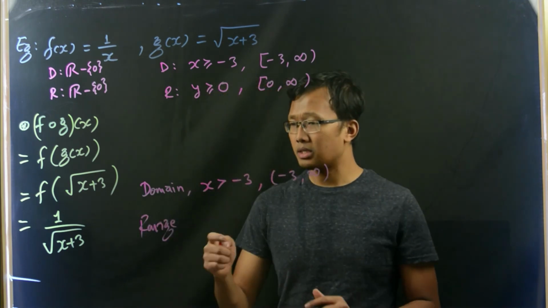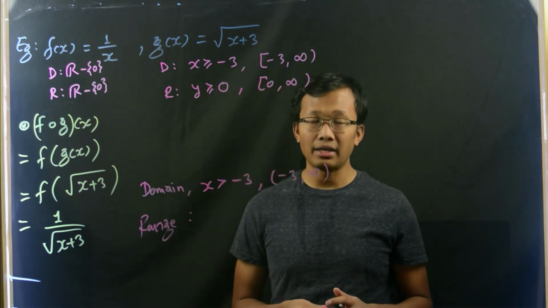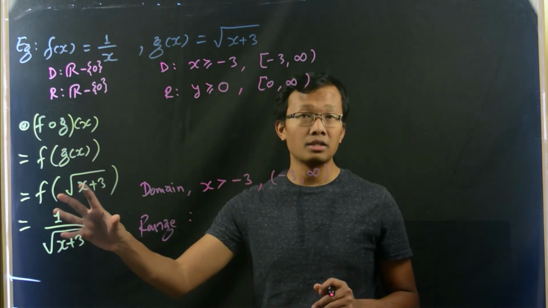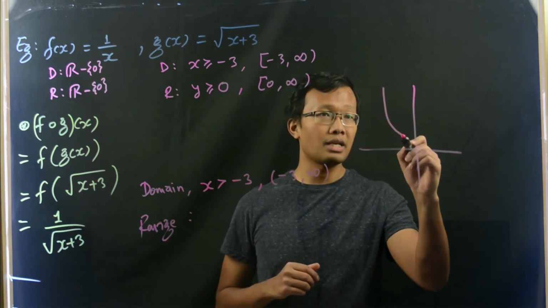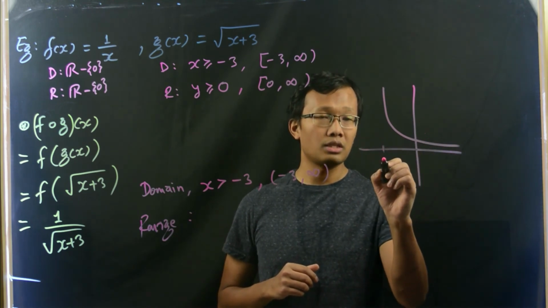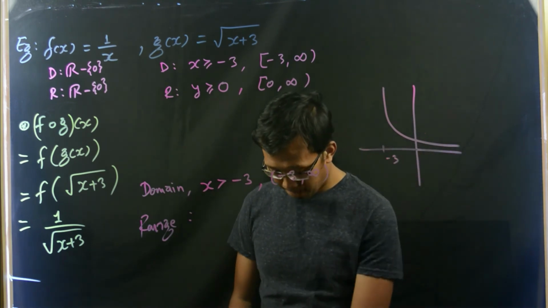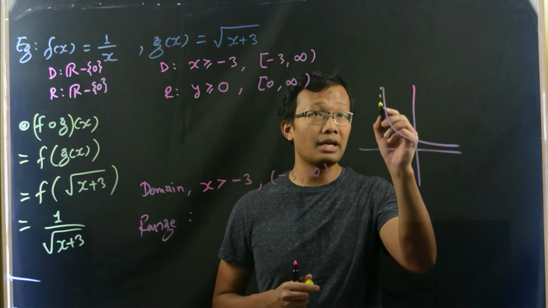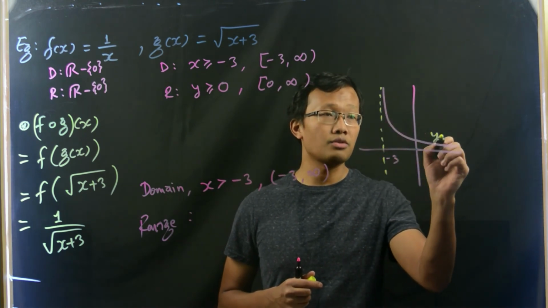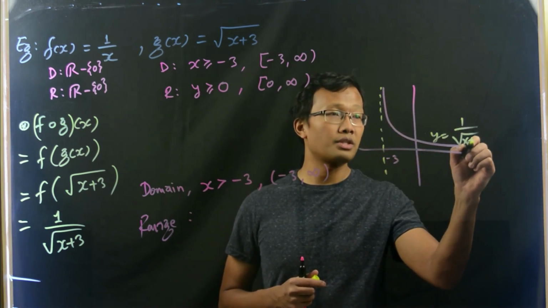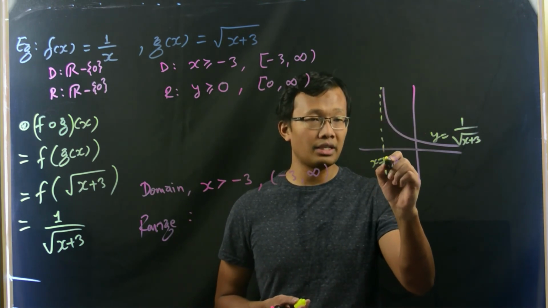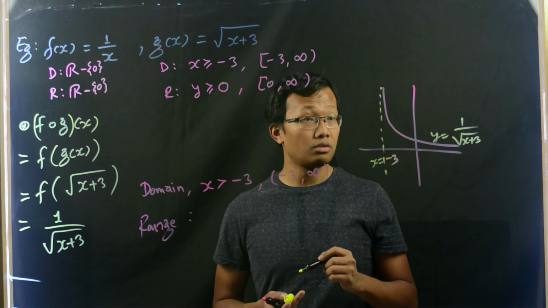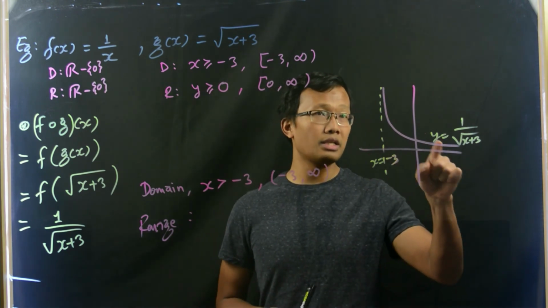The range would be something like this. If you don't know how to find domain and range, just plot this in GeoGebra or Desmos, and you'll see that it looks something like this. So this is negative 3, and there will be a straight line there, but the curve y equals 1 over root x plus 3 won't meet this line at x equals negative 3. So our range would be 0 towards infinity.